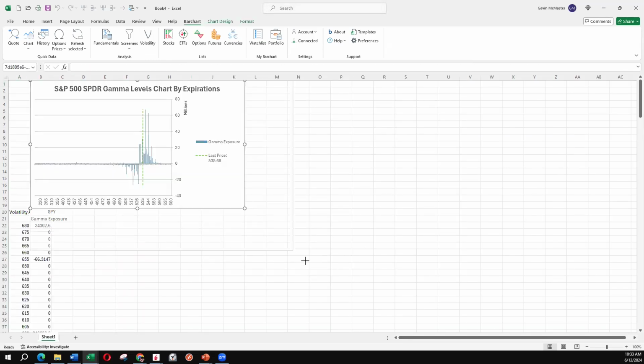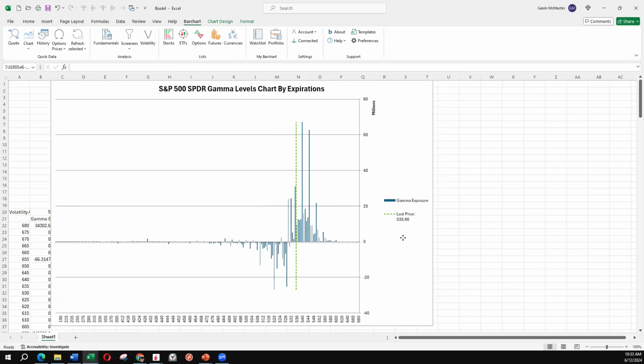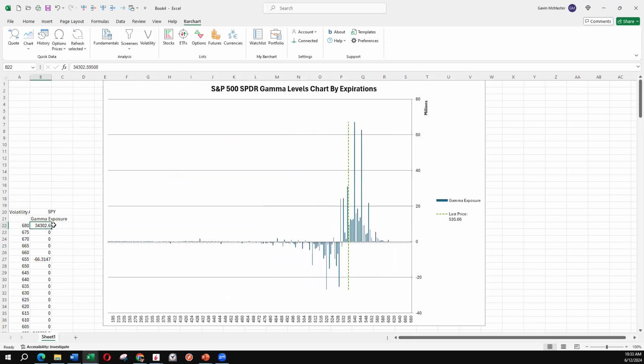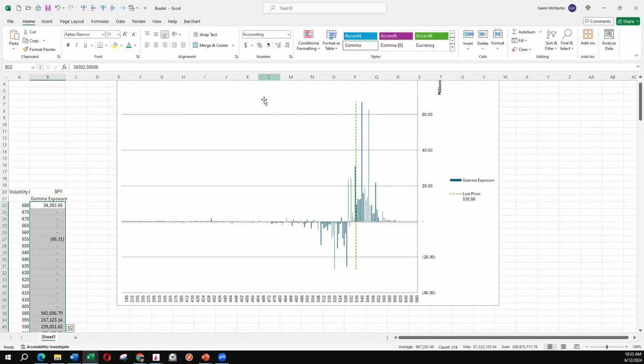Now I like to expand the graph here so I can see it a little bit better. And we can see there's quite a lot of positive gamma above where the underlying is currently trading. One of the other things I like to do is sum up all of the gamma as well. And we can see here around 208 million in positive gamma. So a lot of positive gamma at the moment.